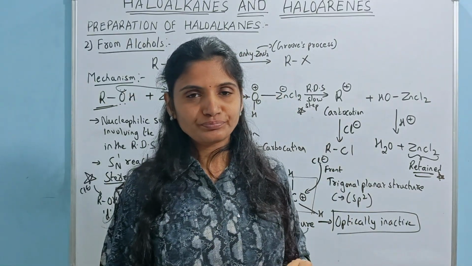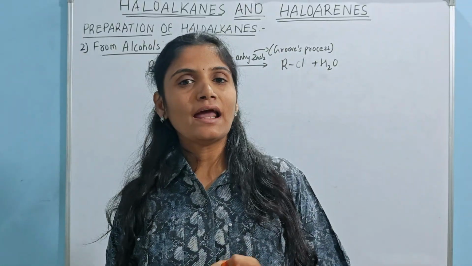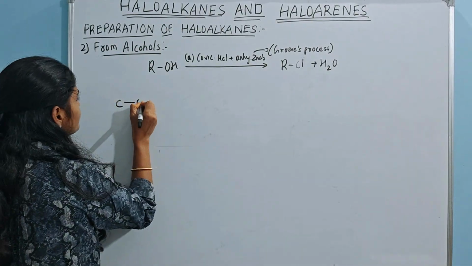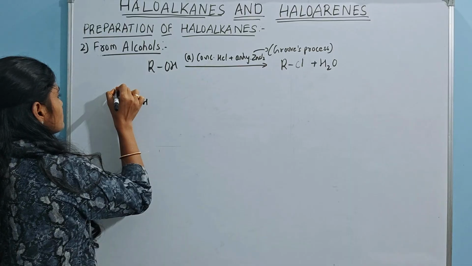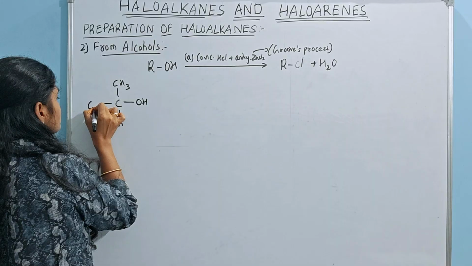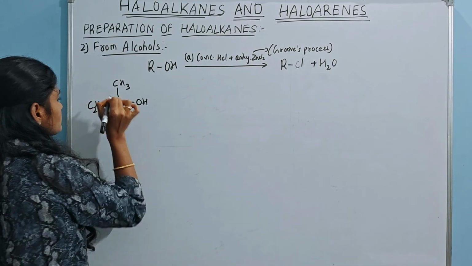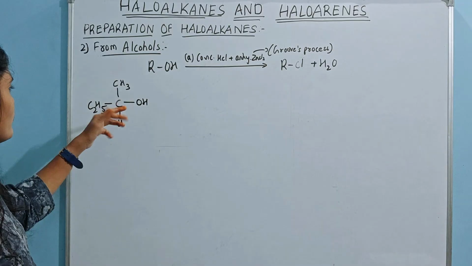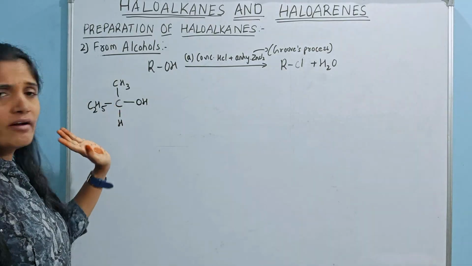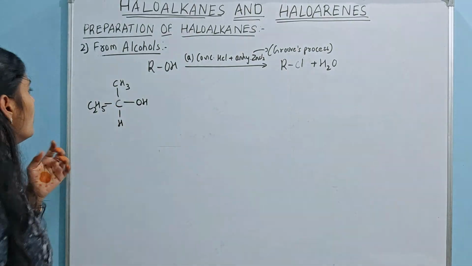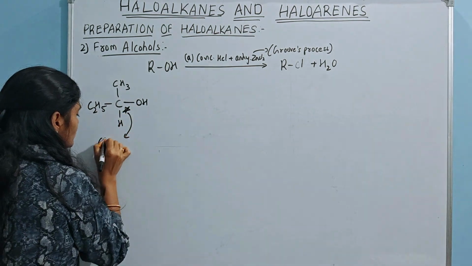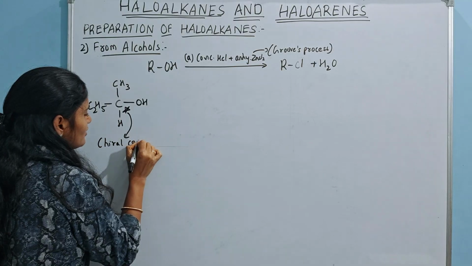So let us see that now. Let us take an alcohol to understand the stereochemistry part better. Now this is my alcohol. If you observe this alcohol, I have a chiral carbon. I have a chiral center here.